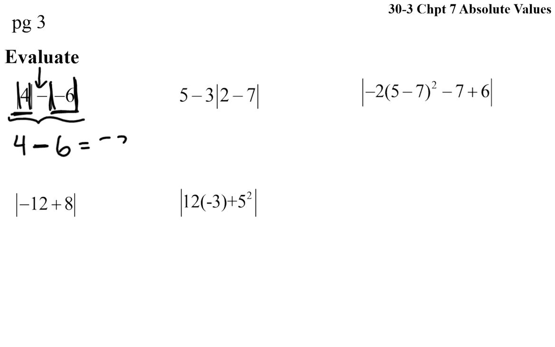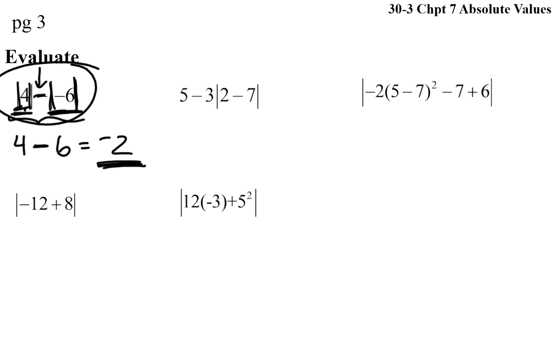Our answer is -2. It's okay to get a negative answer because we don't have the whole thing in absolute brackets, but our calculation, 4 subtract +6 gives us -2. We still follow BEDMAS.